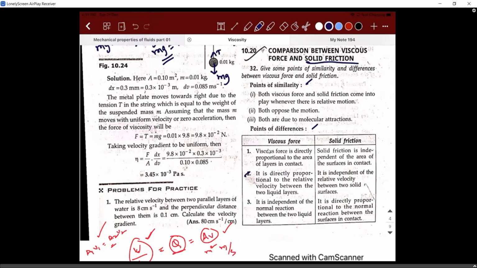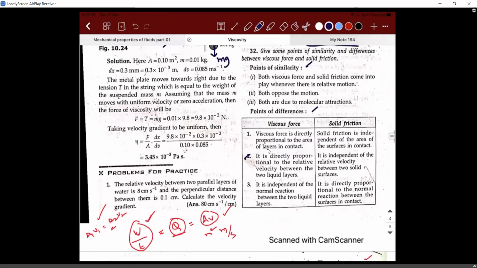Secondly, viscous force is directly proportional to the relative velocity between the layers, whereas here it is independent of the relative velocity. That's what the expression says. Third, it is independent of the normal reaction between the layers, because in liquids you do not speak about normal reaction. There, it is directly proportional to the normal reaction, because F is equal to mu into N.